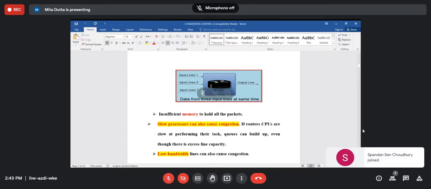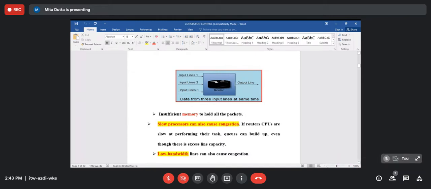Then there will be congestion in a network, since the router is receiving all the packets and its buffer is full. Due to the buffer being full, it will not be able to send the packets through the same output line. So in this situation, we say that the network is congested.